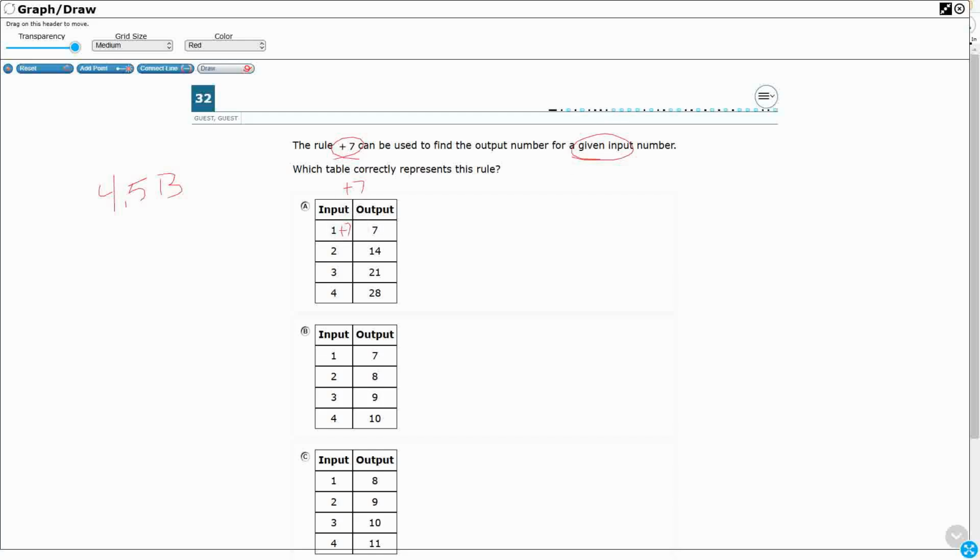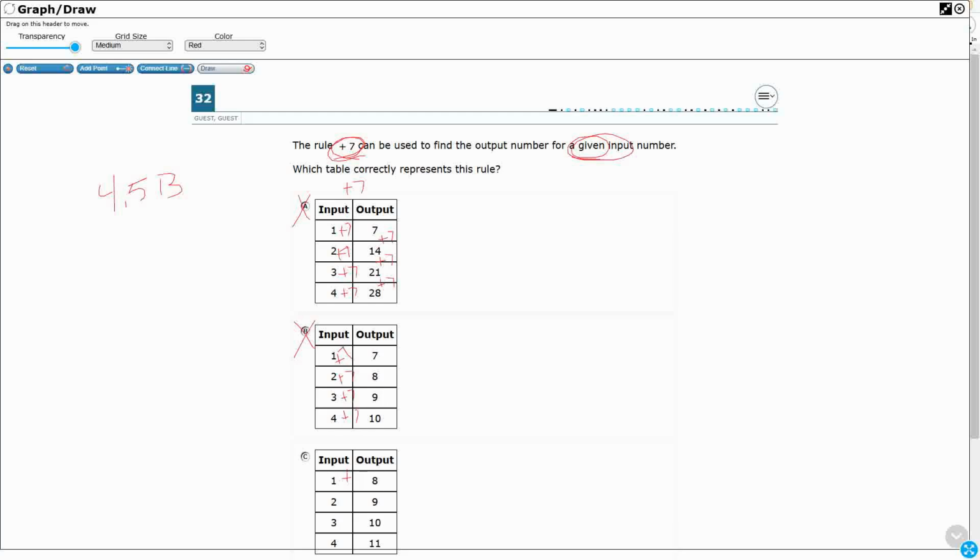So 1 plus 7 should make 7. 2 plus 7 should make 14. 3 plus 7 should make 21. 4 plus 7 should make 28. And as you can see, none of those work. What this incorrect answer is doing is they're doing plus 7 going down the outputs, but it says plus 7 can be used to find the output for a given input number. That means we're going side to side between the input and the output. So it's not A. 1 plus 7 doesn't get me 7. Plus 7 doesn't get me that. I'm not sure what we're doing here. This is a plus 6 all the way across. So that one doesn't work.